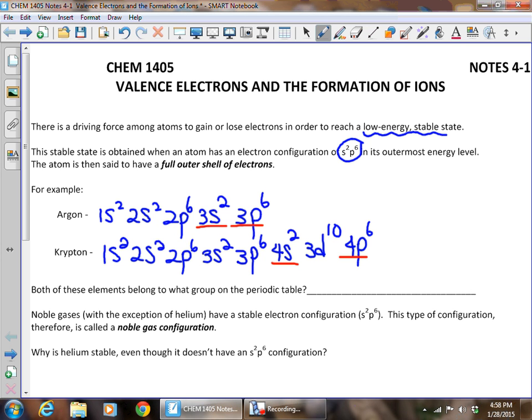Both of these elements belong to the noble gases on the periodic table. And noble gases, with the exception of helium, have this stable electron configuration of s2p6. So we often call this a noble gas configuration.